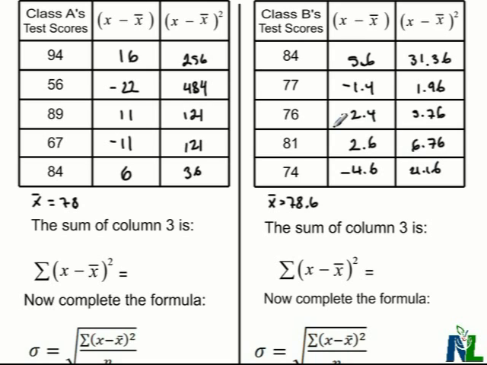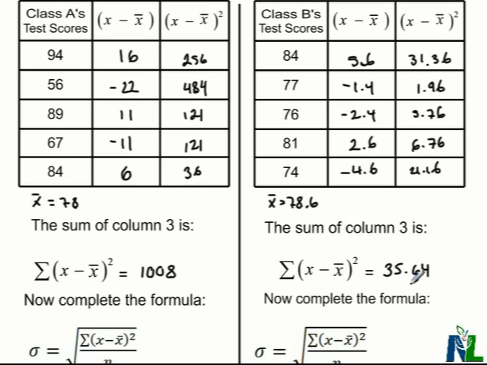Having completed the second table for Class B's test scores, in the same fashion I completed table A, I then need to find the sum of column 3. So add up these values. So adding those values from Class A, I get 1008. Adding those from Class B, I get 35.64.